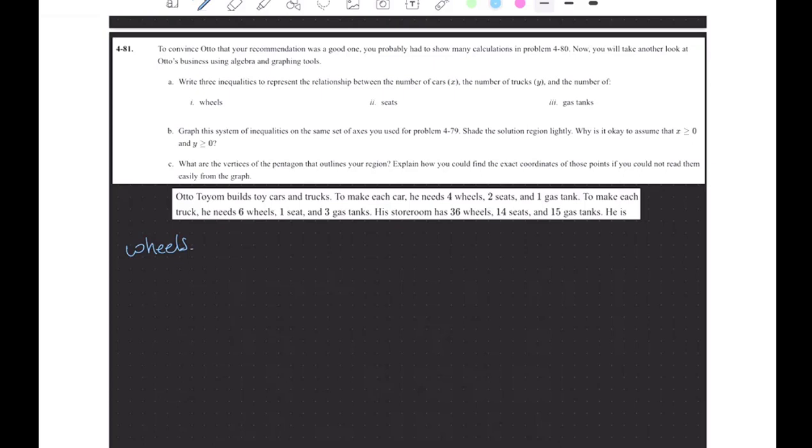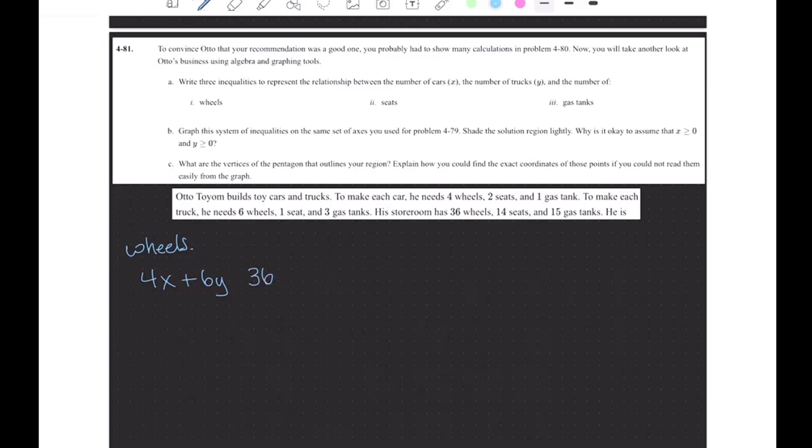So let's talk about our wheels. In order to make a car, how many wheels do we need? 4 wheels, right? And since we're talking about the car, that's going to be our x. So we'd have 4x, plus our truck wheels. And how many wheels do we need for a truck? 6, for every truck that we build. So y. And how many wheels are we working with altogether in the factory? 36.